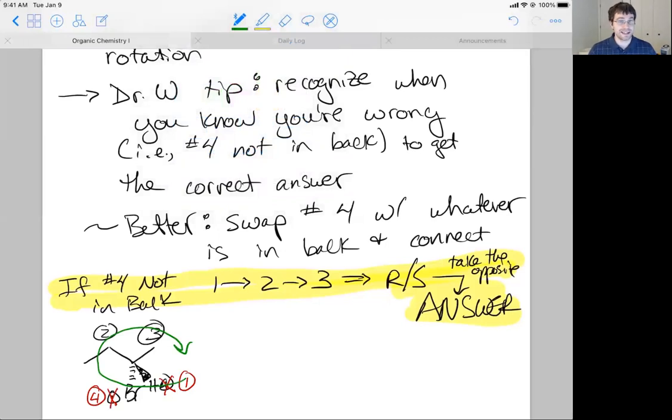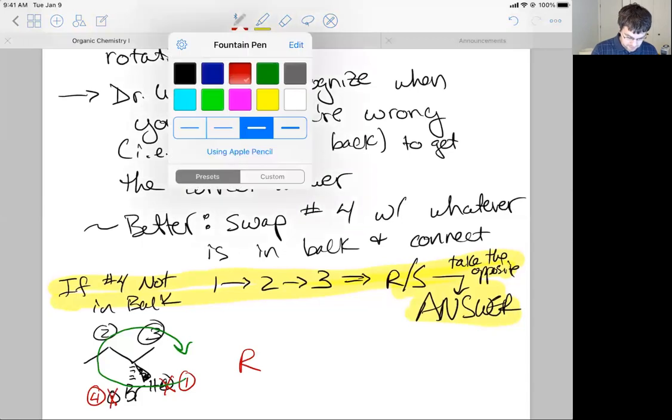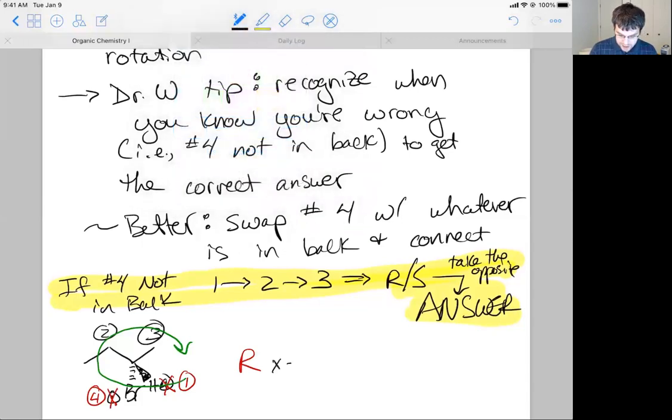Now, I got the exact same arrow that I did up above, but it was only because number 1 was in the back. It was how the molecule was oriented. But by swapping the groups and then starting at 1 in this case and going around, we'll still get the correct answer as long as we know that we're wrong. So what that tells me is that I have an R answer, but I need to take the opposite of it. So I'm going to multiply it by -1 to get S.